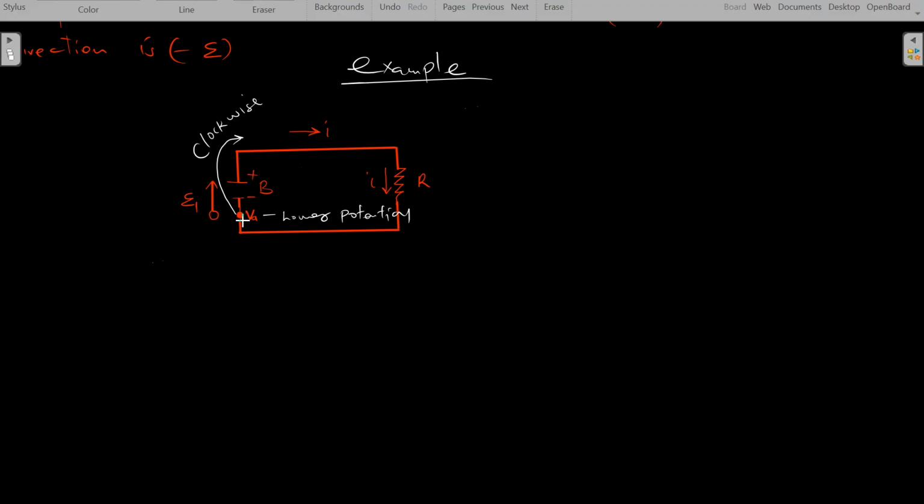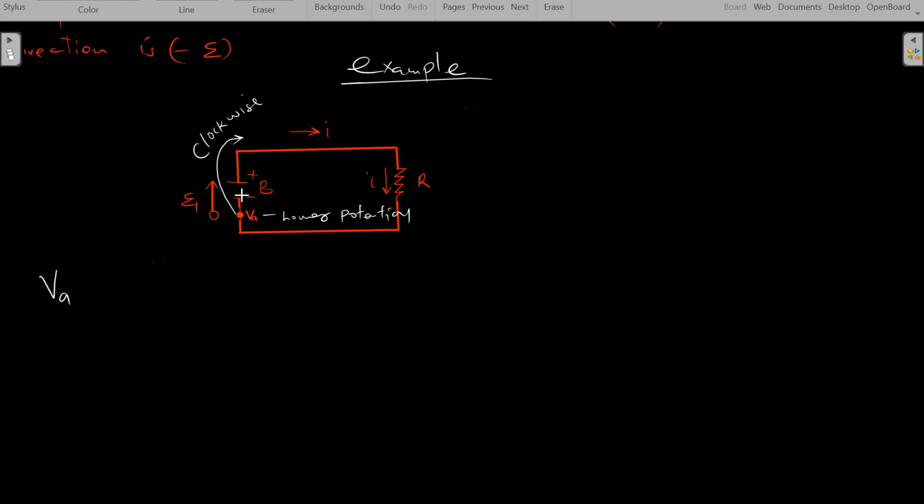If we move from VA in the clockwise direction and come back to VA, we should get our starting potential, and all the potential changes in this circuit should sum to 0. Remember VA is at a lower potential. This is because it's at the negative terminal of the battery.